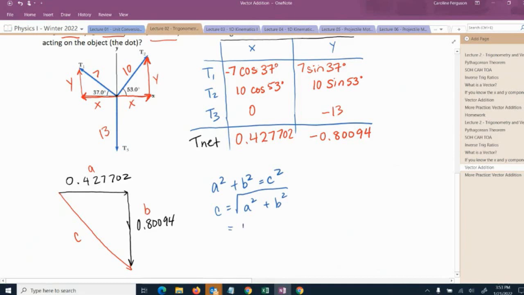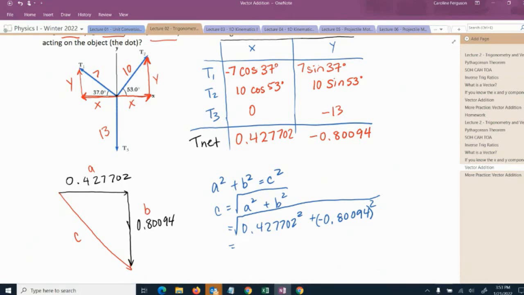So a is 0.427702 squared plus, I can leave the negative out if I don't want to put it in. Or if I do put it in, I put it in a bracket like this. The bracket ends before the squared. And then we can type that up. So I get 0.908 meters. Yeah, others are getting the same thing. Good.